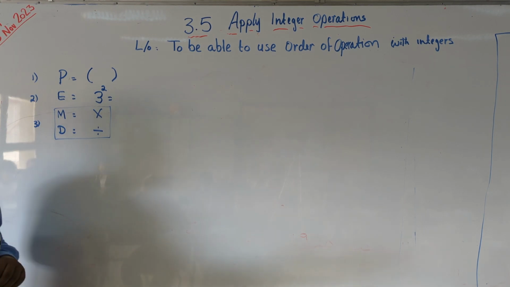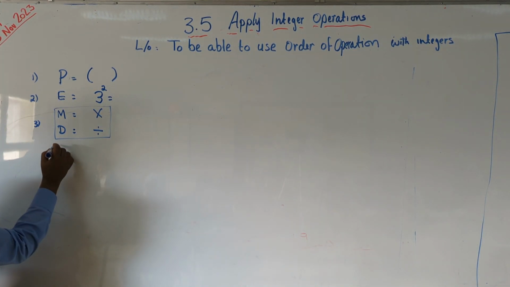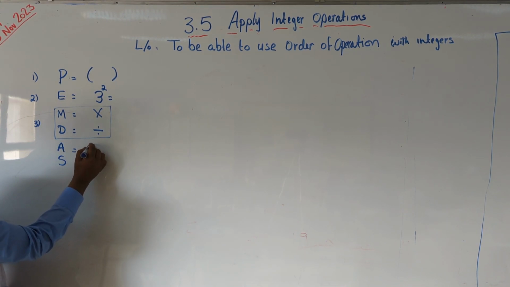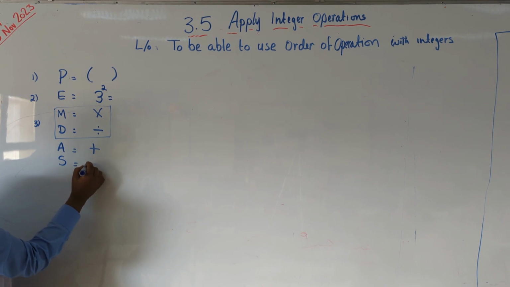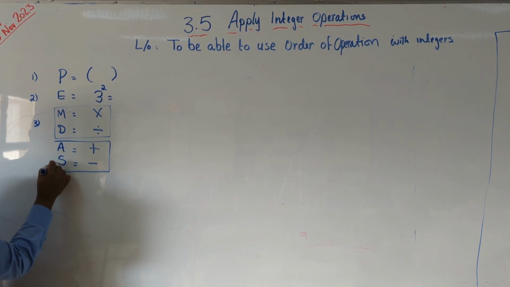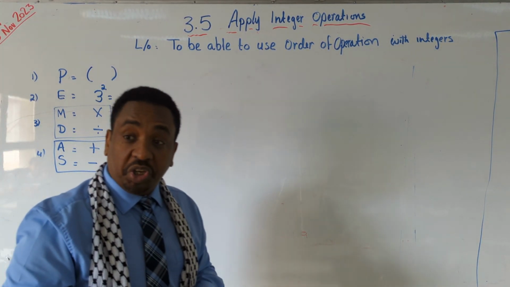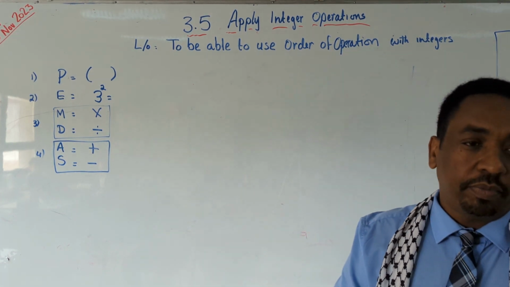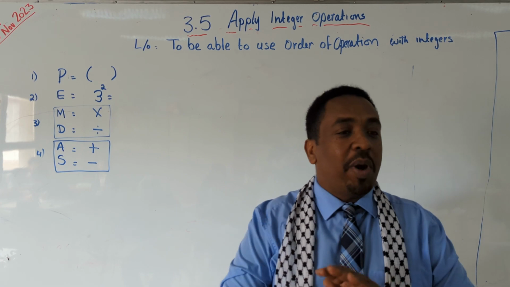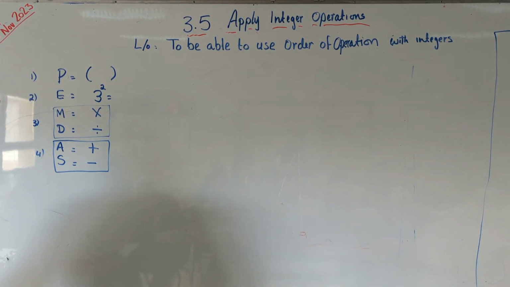And then the last one is, who can remember? Addition and subtraction. So we have A and S, which stand for addition and subtraction. These two also go together, which means whichever comes first, we have to do. If we don't follow this order of operations, our answer will become wrong. Does that make sense?